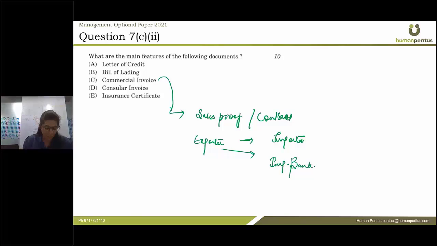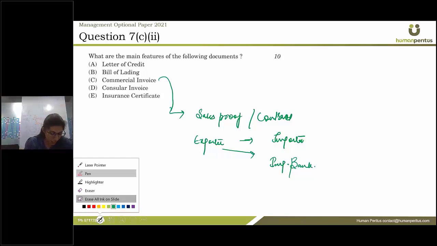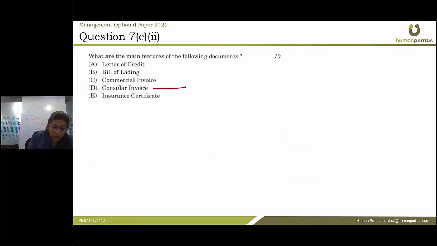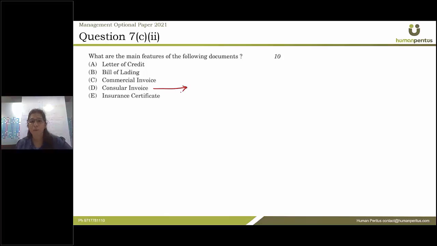All right. Next one is the consular invoice. Now, what is consular invoice? Whenever something is being exported to a country, and during the time of the import some excise duty has to be paid, the exporter wants to know whether the excise duty or the whole of the payment for that particular export has been done successfully by the importer or not. This consular invoice comes handy.